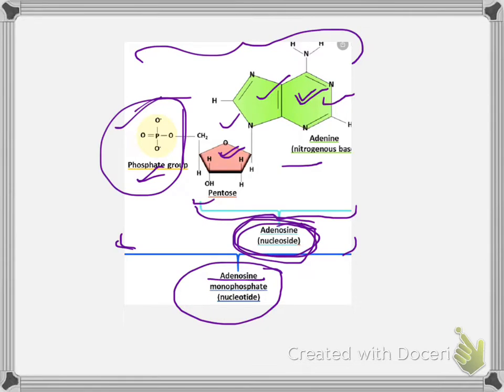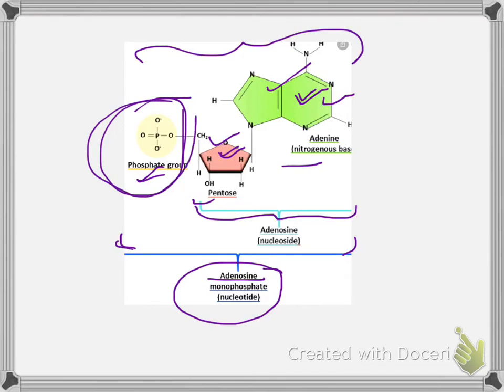Once more, the nucleotide contains phosphate group, pentose sugar and nitrogenous base, but nucleoside contains only pentose sugar and nitrogenous base. In that case, the phosphate group is absent. This is about the nucleoside and nucleotide.